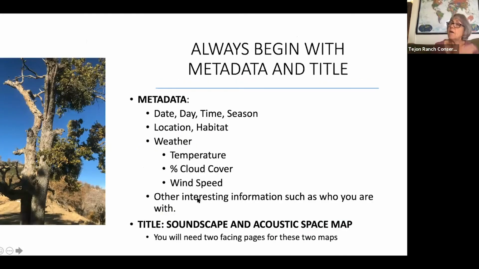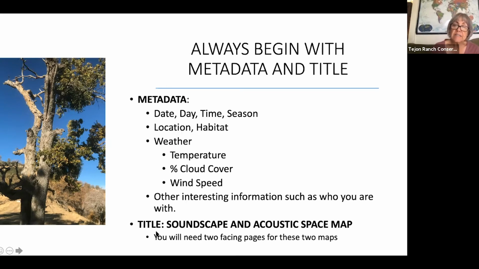In your journal, as always, begin with the metadata and the title of this journal page. The metadata, let's review: date, day, time, and season. Your location and the habitat that you're in. Some descriptions about weather, the temperature, percent of cloud cover, the wind speed. And then any other interesting information, such as who you are with. Maybe you're up high in the mountains and it's in December and there's actually a bit of snow. You might want to mention that there's snow on the ground.